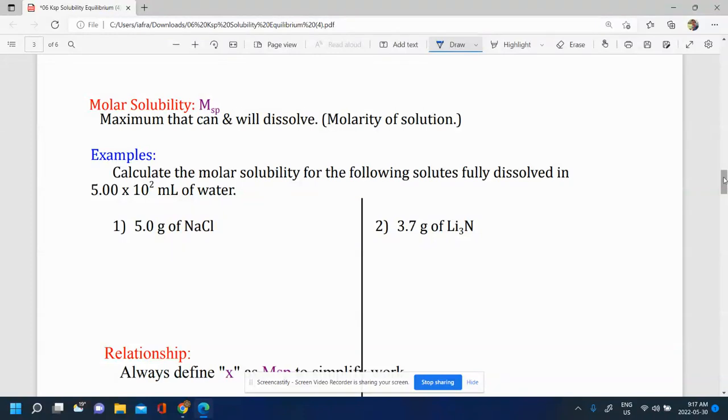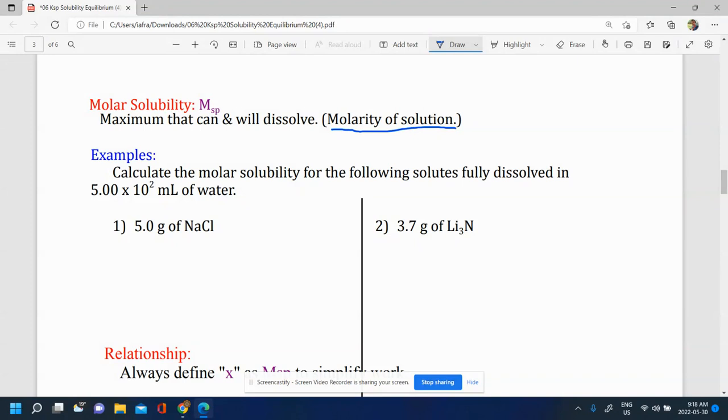So molar solubility is the maximum that can and will dissolve. If you have a compound and you put it in a certain amount of water, the maximum number of moles that will dissolve in that volume of water is called your molar solubility. We typically express it as a molarity, in moles per liter. So we sometimes also call the molar solubility the molarity of solution. And the symbol for molar solubility is the uppercase MSP, molar solubility. So let's take a look at an example here.